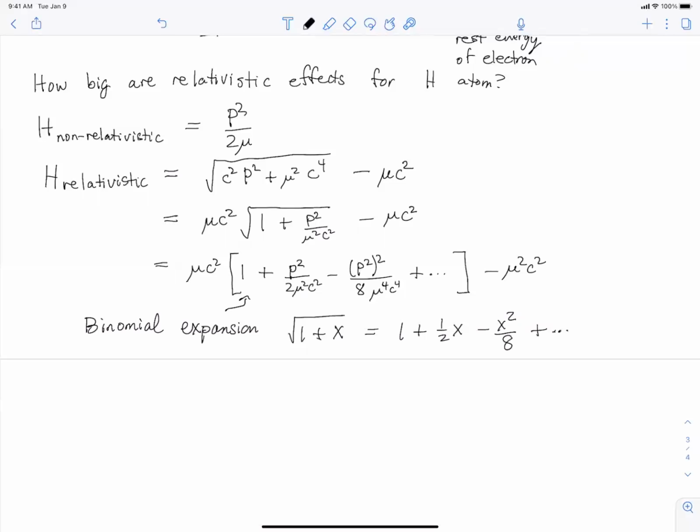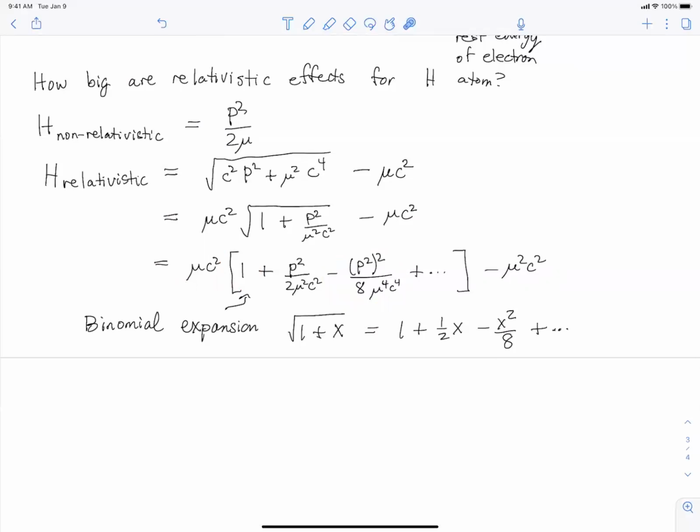Okay, so now if we look at this, we see what's going on is this term's going to just cancel this one. So they're both going to go away. This term multiplied by that is going to give us the non-relativistic answer. And so the leading relativistic correction is just going to be this thing times this factor out front.